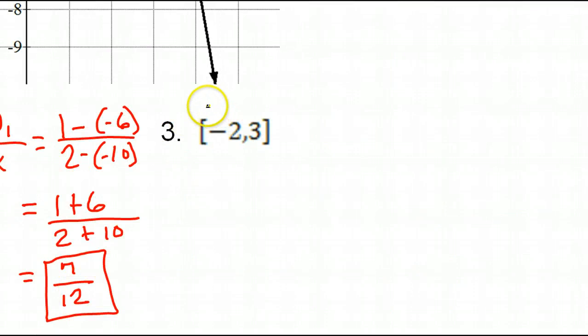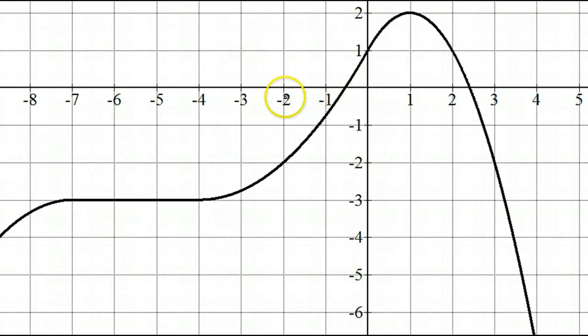And problem number 3. These are x values. This is x1, and let's consider this to be x2. Let's find an x value of negative 2 and see where the function is. Okay, here's an x value of negative 2 right here.